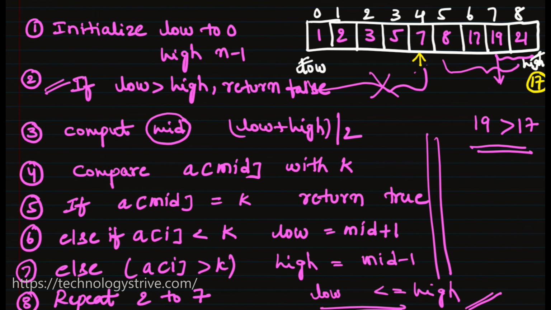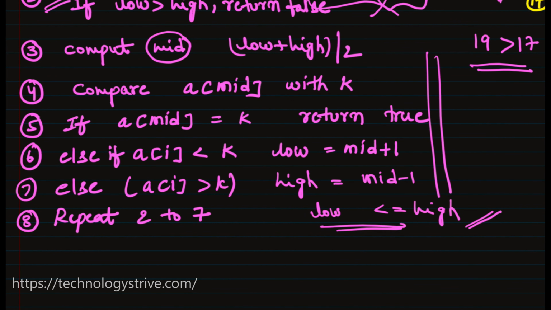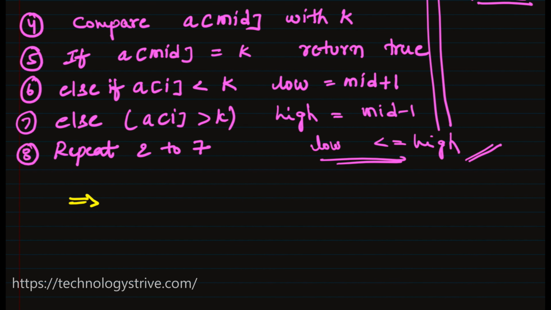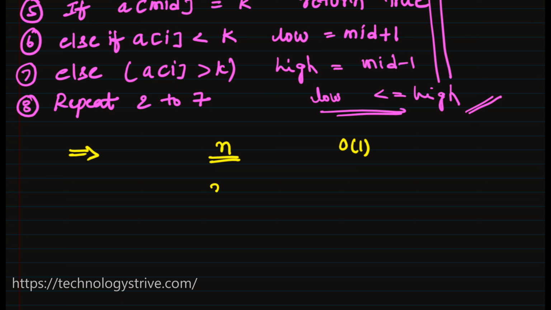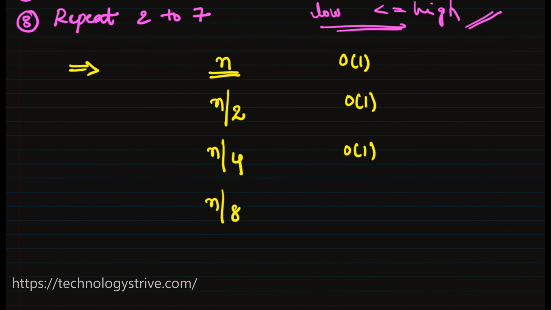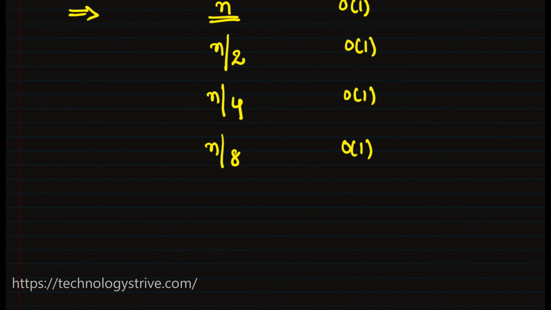So I hope the algorithm is also clear. Now let's see the time complexity. Initially our search space is of size n. Here we are taking order of 1 because we are just comparing the middle element. Then our search space is going to become n divided by 2. Then again order of 1. Then again n divided by 2, n by 2 divided by 2. So here we are taking again order of 1 time. Then n divided by 8. Here also again we are just comparing and then proceeding further.